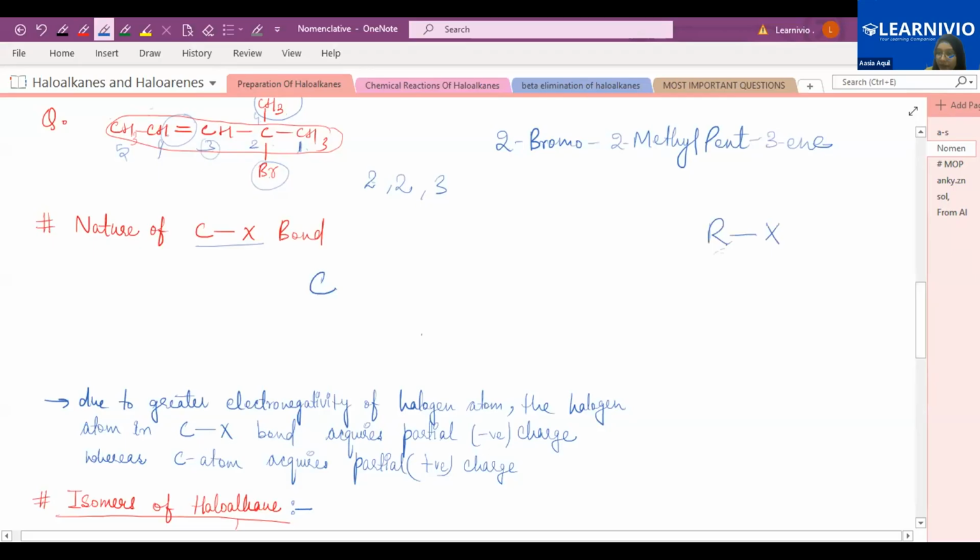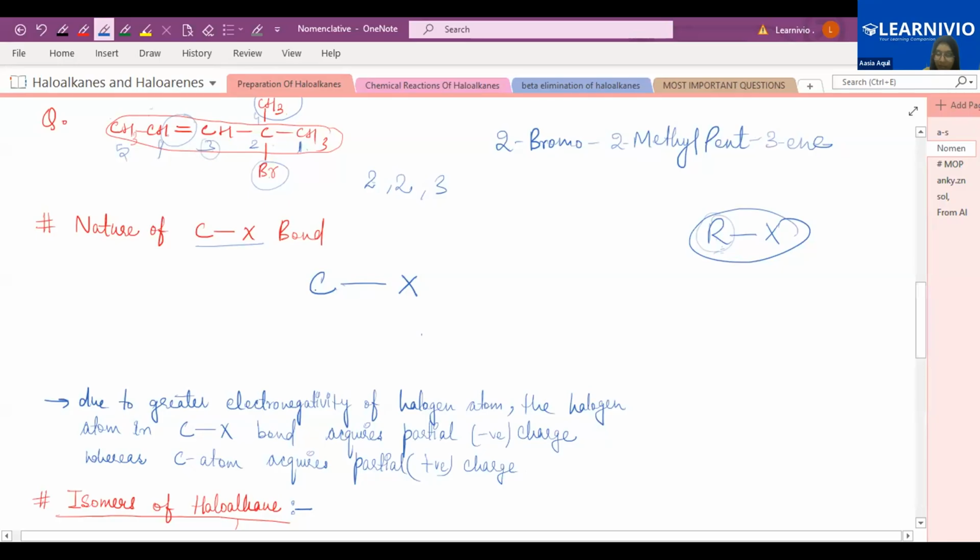Haloalkane, right? So RX. We know that in the alkyl group carbon is present, so we are talking about the C-X bond, the bond between the carbon of the alkyl group and the halogen. Now we know that halogen is more electronegative than carbon, right? Halogens like fluorine, chlorine, bromine, iodine are more electronegative than carbon.